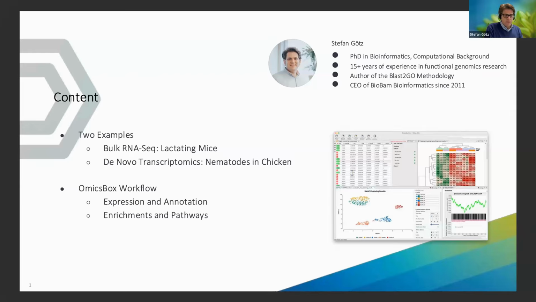To make it not too dry, I brought a couple of use cases, two examples. I have a bulk RNA-Seq dataset of lactating mice, which is a model organism, and it's a classical bulk RNA-Seq analysis. And then I have a de novo transcriptomic study, which is about a roundworm affecting chicken. So that's our nematode study in chicken.